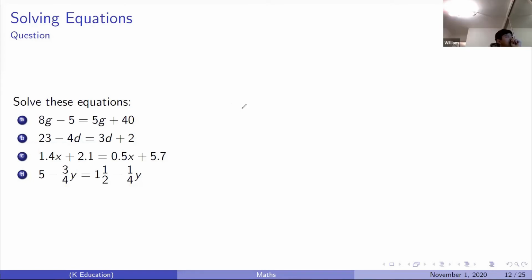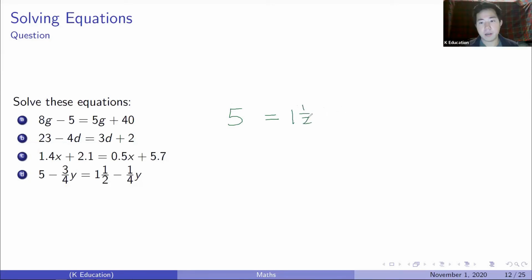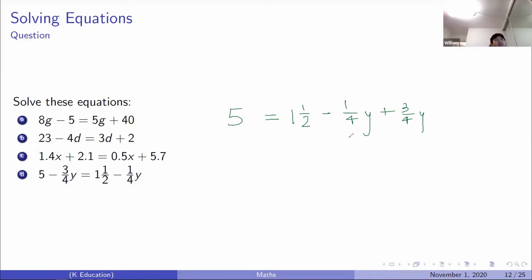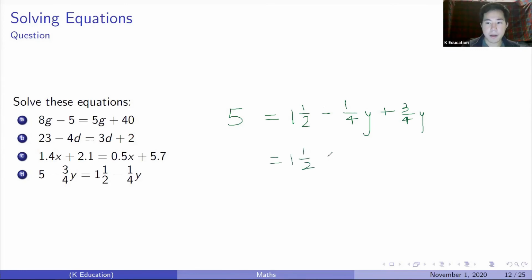5. What does it equal? Equals 1.5 minus half of y. Okay, so let's not skip steps. So minus 1/4 y plus 3/4 y, right? Oh yeah, that's half of y, isn't it? Half of y. So 1.5 plus or minus half of a y? Plus. Yeah, so it's minus 1/4 plus 3/4, so that's 2/4. So it's plus half of a y.